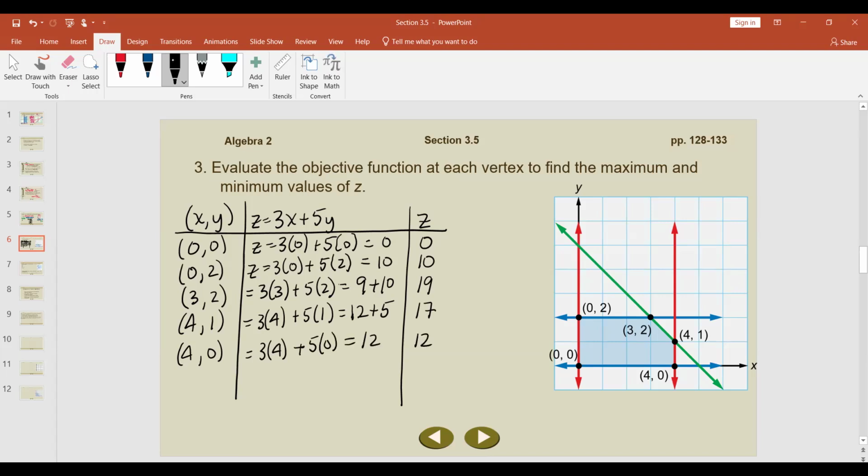Okay, so now all you do is you look at those values of z, and you can see here, oops, hold on just a second. Just make sure I got this all straight here. 0, 12, 17. Oh, okay, I see. In the book, they put them so your z's were in numerical order.